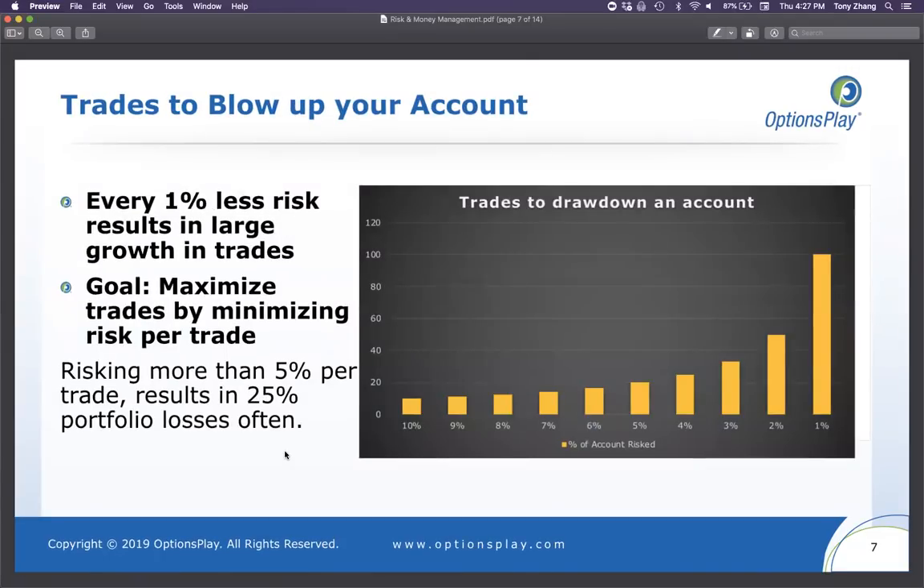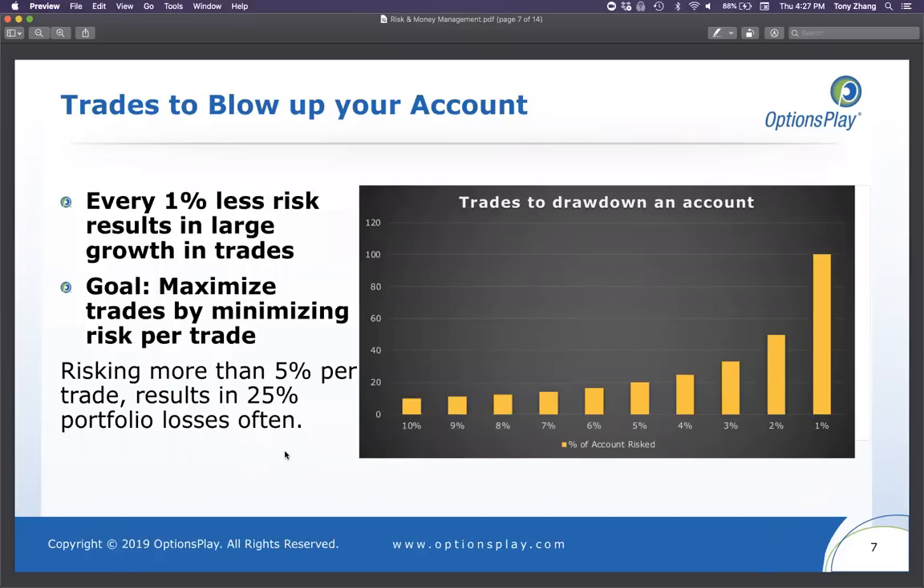So let's talk about blowing up your account, because this is something that perhaps some of you who may have started with a small account may have done before. I'm sure some of you may have done it in 2008. Some of you may have blown up your accounts in December. Some of you may never have blown up your account. Hopefully, we help prevent you from doing that.